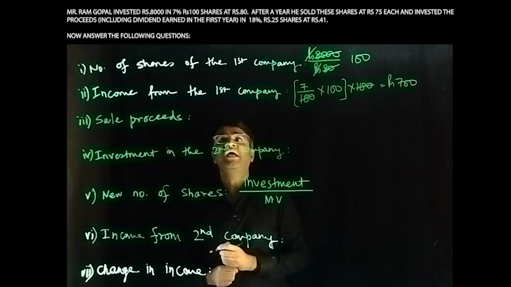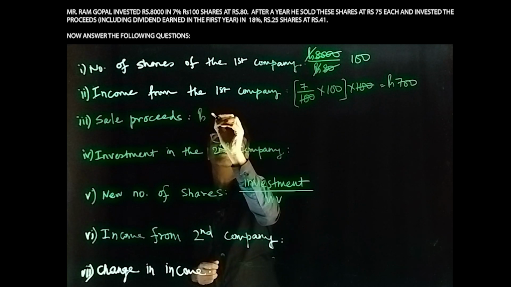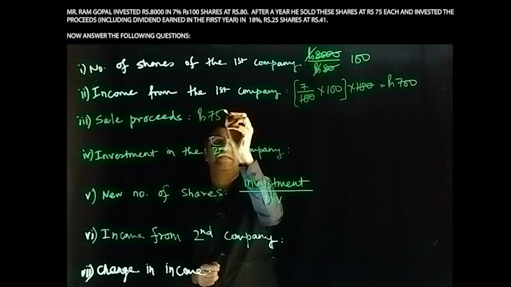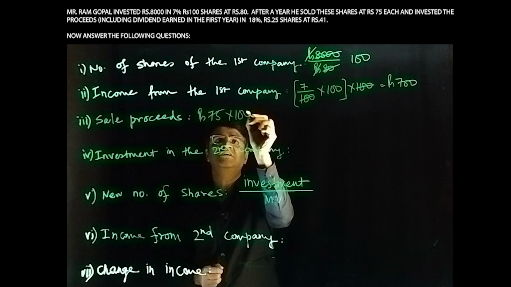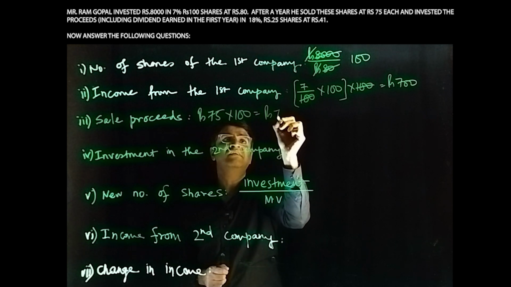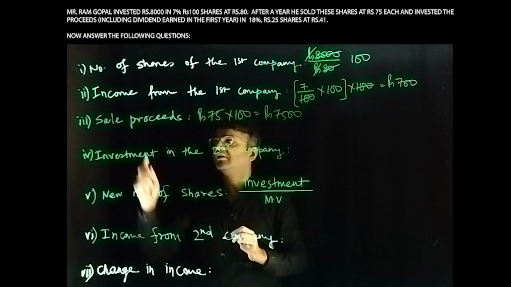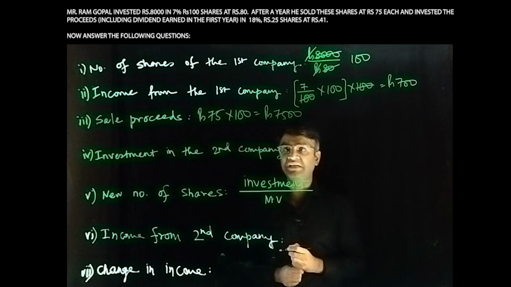Sale proceeds. What happens? When the share price is 75, he sells all the 100 shares. So he gets 7,500 as the sale proceeds.